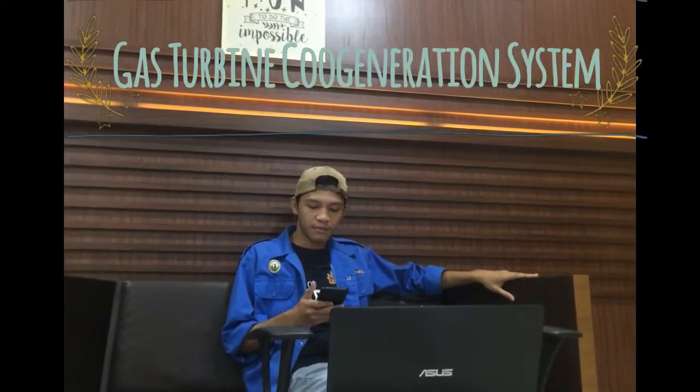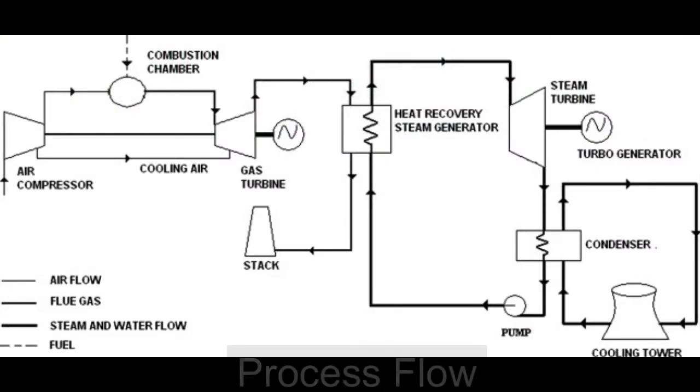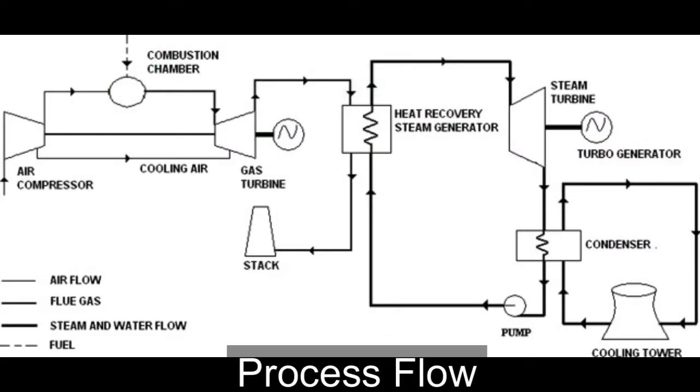Today, we will explain to you about gas turbine cogeneration system. The process flow of this plant, as we can see here, we choose this plant because they have compressor, steam generator, reaction turbine, and refrigeration cycle.